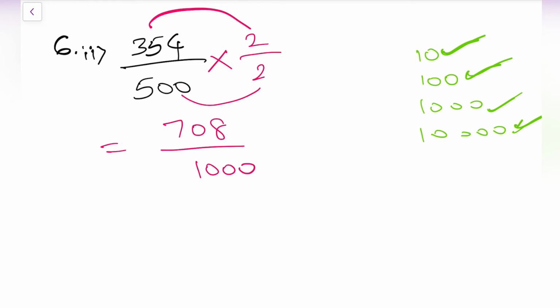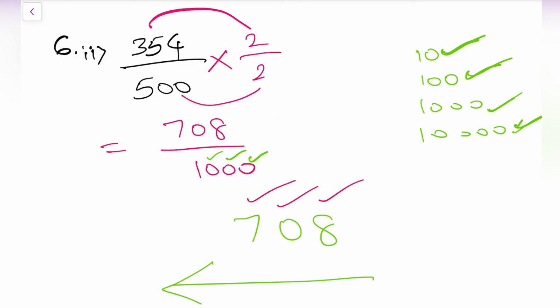For this again same. Right, first only numerator, that is 708. Now count how many zeros are there in the denominator. 1, 2, 3 zeros are there. From the right side, after 3 digits, we need to keep the decimal. First digit, second digit, third digit. Now keep the decimal. Before the decimal, nothing is there, so that's why 0. 0.708 is the decimal value of 354 by 500.